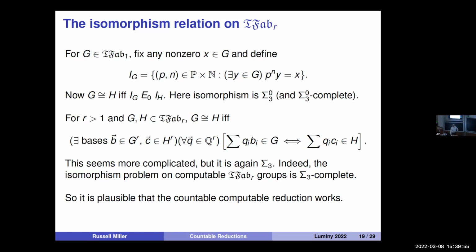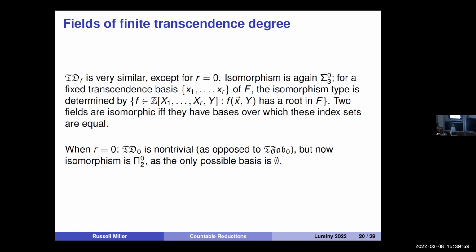Yeah, so that's the situation for torsion-free abelian groups. Let's talk fields for a moment. Fields are in general very similar. Let me just get out of the way, first of all, the r equals 0 case. R equals 0 for fields is not trivial, right?